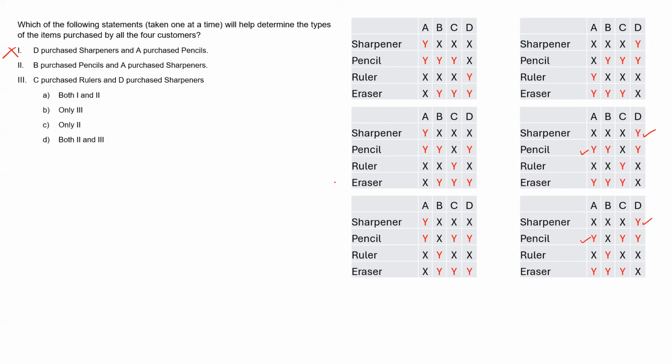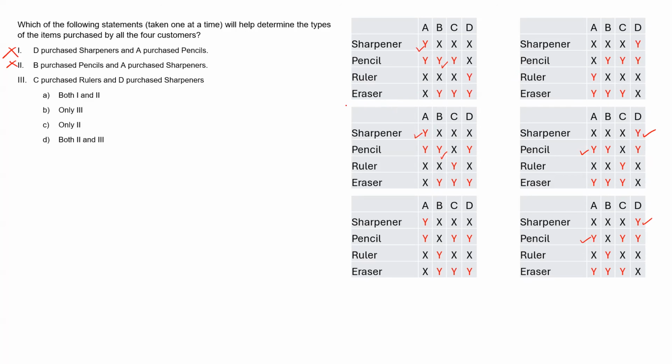Next one, B purchased pencils and A purchased sharpeners. So B purchased pencil and A purchased sharpeners. One of the cases is this. Another case is this. So if you look at this, there are 2 cases. So this is also not possible, right?